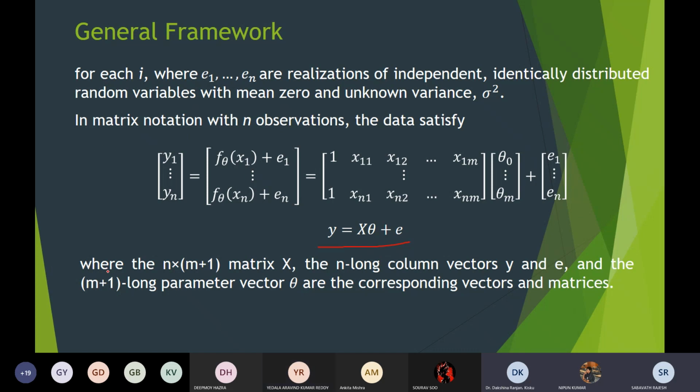Now here, what would be the dimension of this X? Sir, n into n. Why? No, sir. Sir, n into m. N into m plus n, or n into m.